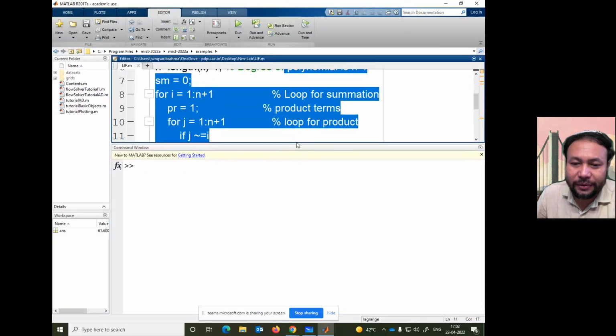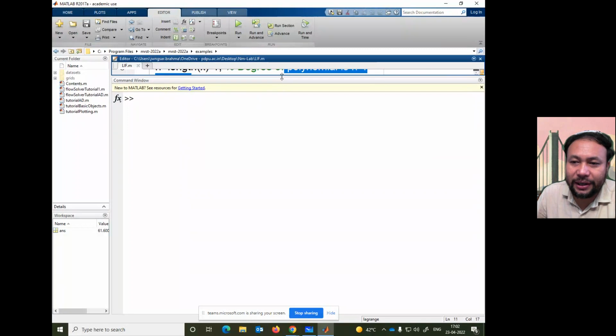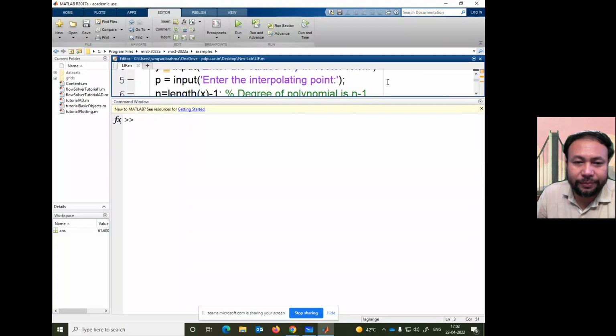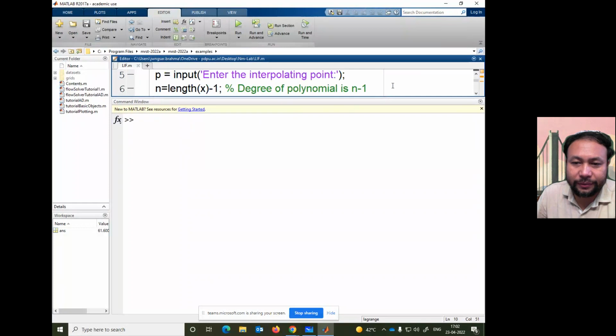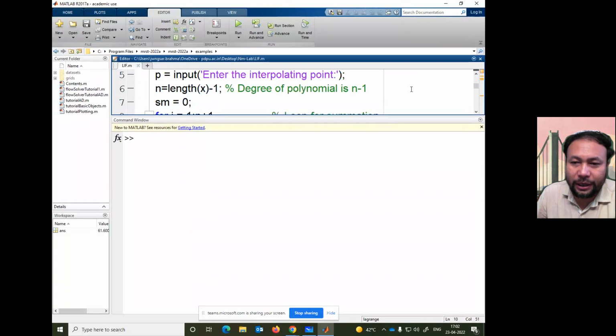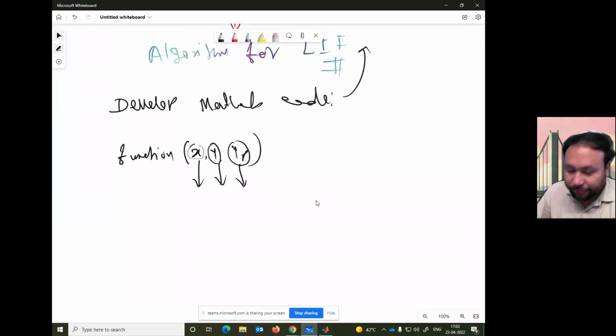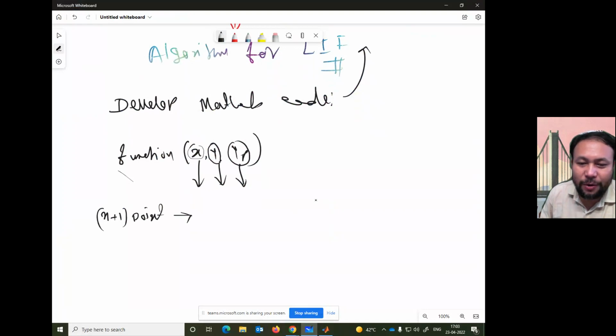Now next, after that, let us come here. N is equal to length x minus 1. This is called the degree of the polynomial, n minus 1. It is very clear. Look here. In interpolation, if I have n plus 1 points, I can get an n degree polynomial.